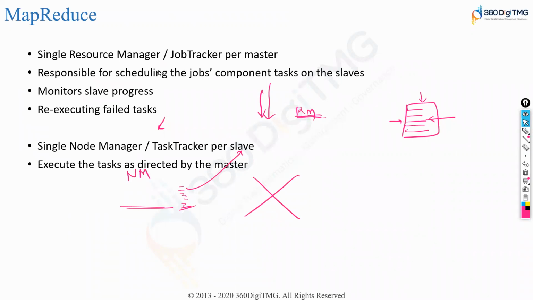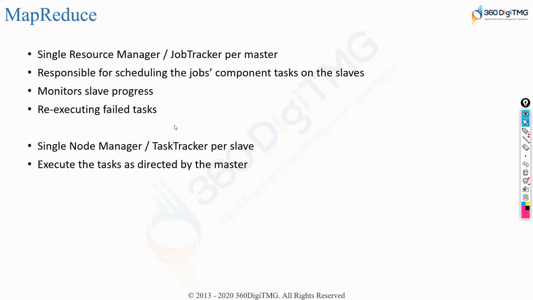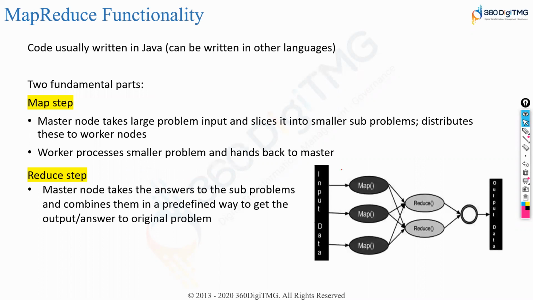So one resource manager per master, and you'll have only one master. And we will have one node manager per slave, but we'll have many slaves. Right? So that's the breakup. Now let us try and understand what these actual map jobs and reduce jobs mean. This is the overall functionality, but what does MapReduce actually mean?